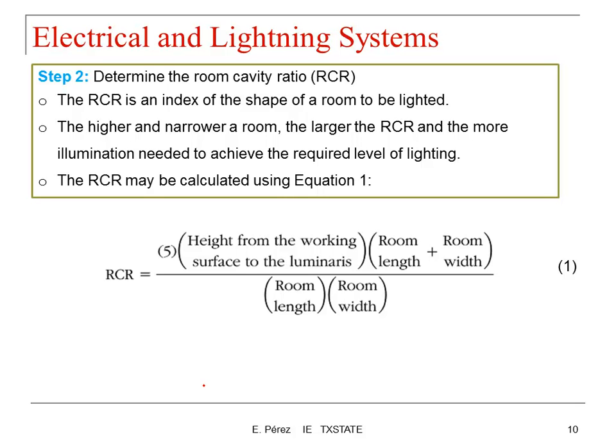Step number 2 is to determine the room cavity ratio, RCR. So the RCR is an index of the shape of a room to be lighted. So we're going to look at how the room is designed. The higher and narrower a room, the larger the RCR, and the more illumination needed to achieve the required level of lighting. So we can compute this RCR ratio using this expression. When I refer to equation number 1, I'm referring to the RCR ratio.